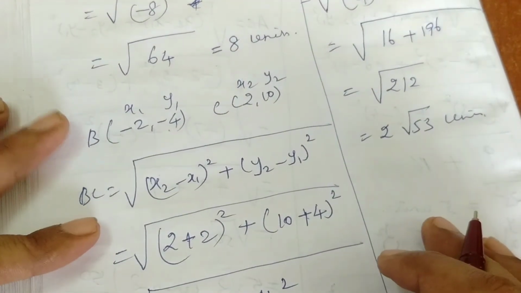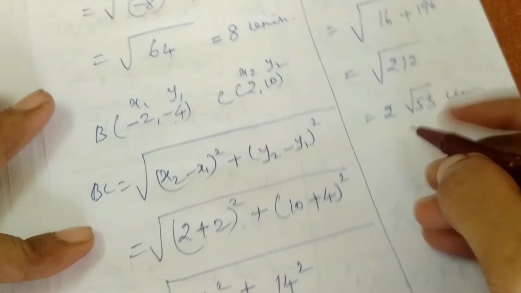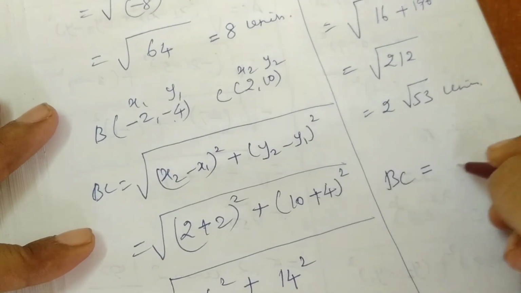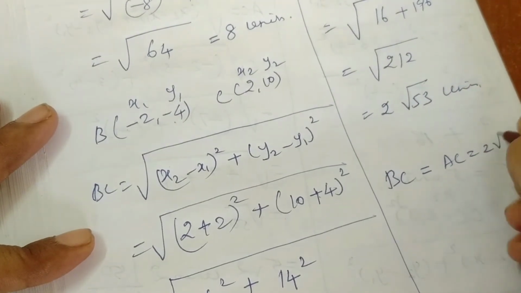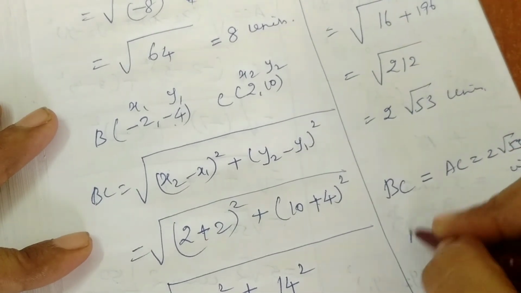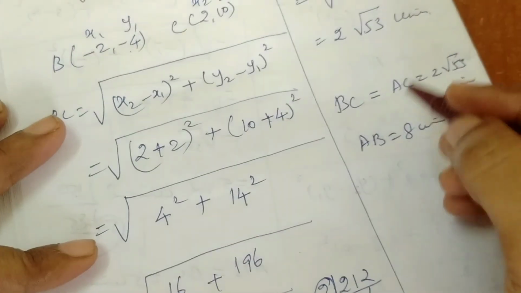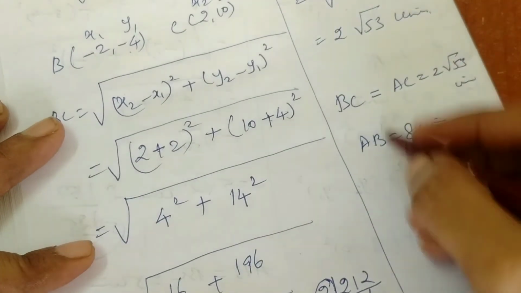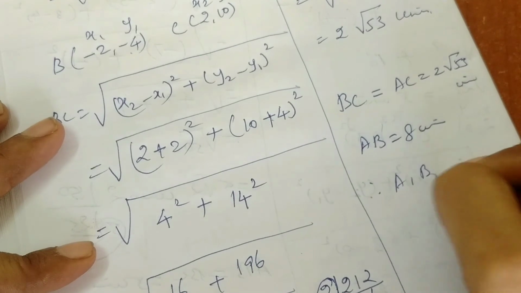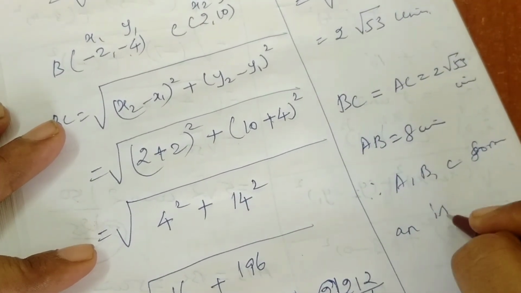So in this problem our BC distance and AC distance are the same. BC equals AC equals 2 root 53 units. Our AB distance is different, 8 units. Therefore these two sides are the same, no? Therefore A, B and C form an isosceles triangle.